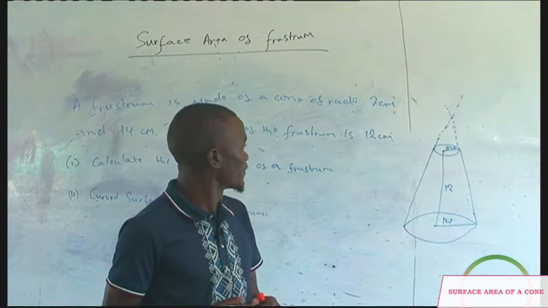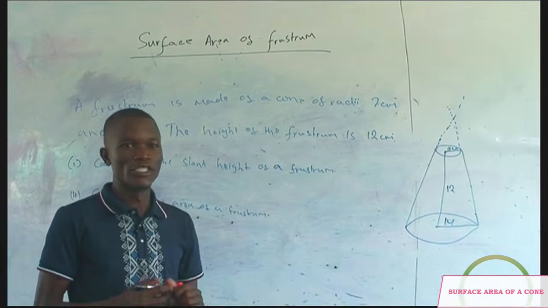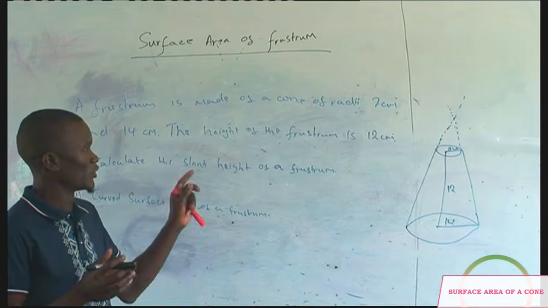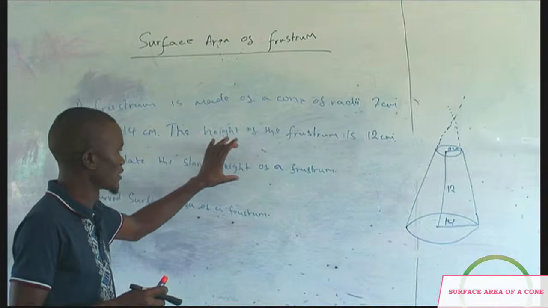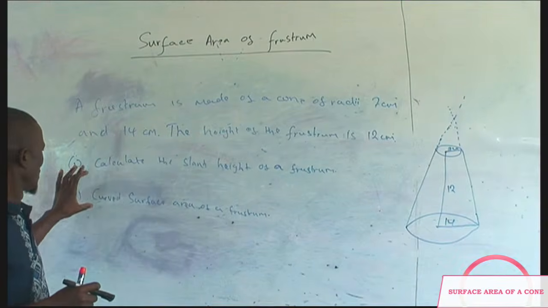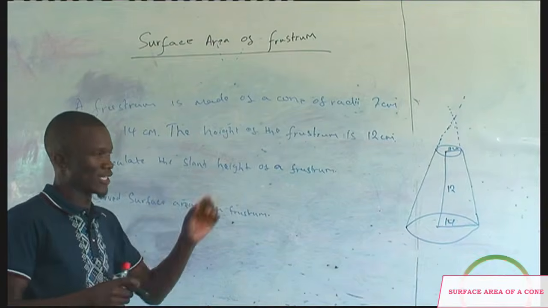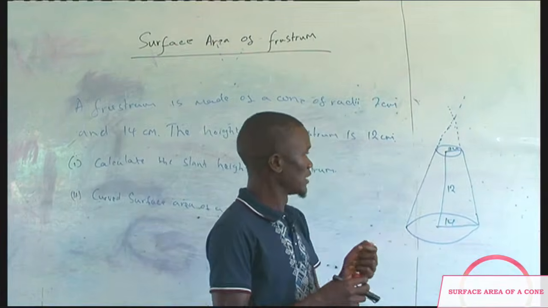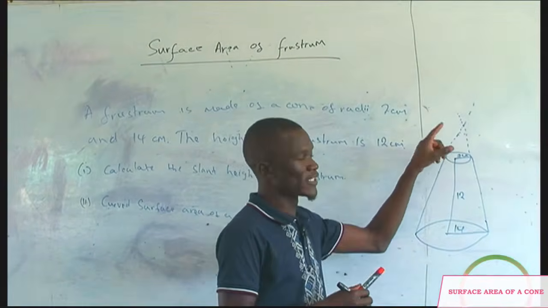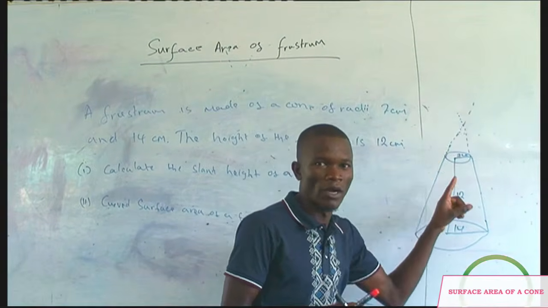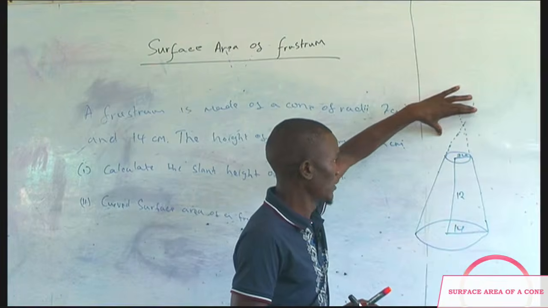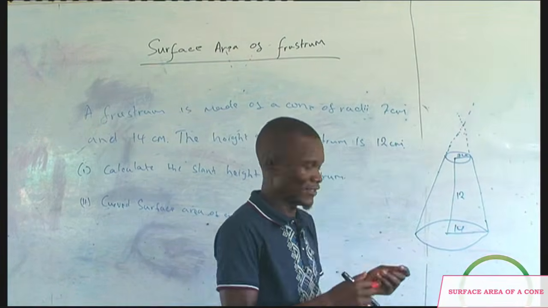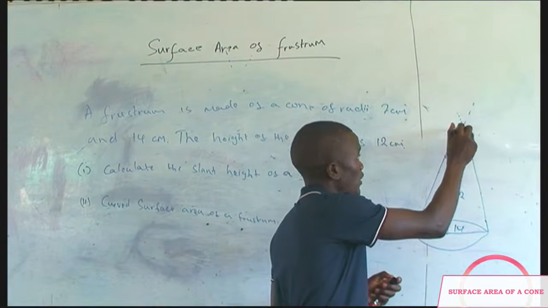Welcome back again. Now we can proceed with our equation. We see how we can solve the equation to calculate the slant height and the curved surface area of a frustum. Here we have a frustum as said. First, we form a cone by extending our slant height, so that we have a cone here.